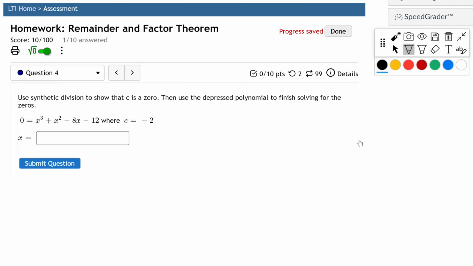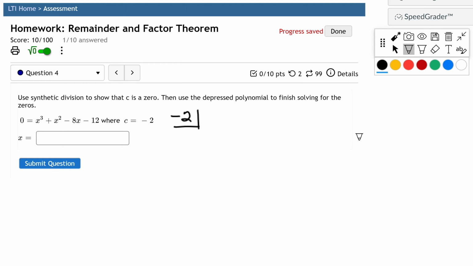All right, so in this video, we're going to use synthetic division to show that C is a zero. Then it says, use the depressed polynomial to finish solving for the zeros. So in order to test that C equals -2 is a zero, we're going to use synthetic division.